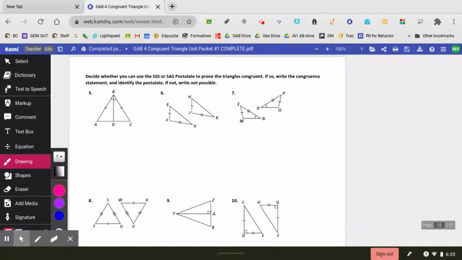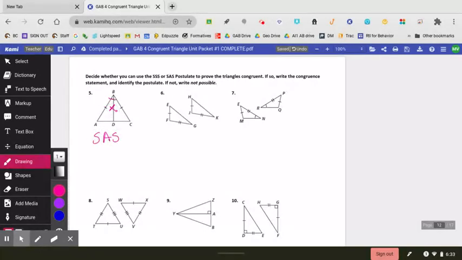So if I look at number 5, I know that AB is congruent to BC, and I know that the angle ABD is congruent to CBD because that's what's labeled. Think back, we have to remember that we have the reflexive property, which means BD is equal to itself. So we could prove these congruent using side, angle, side.